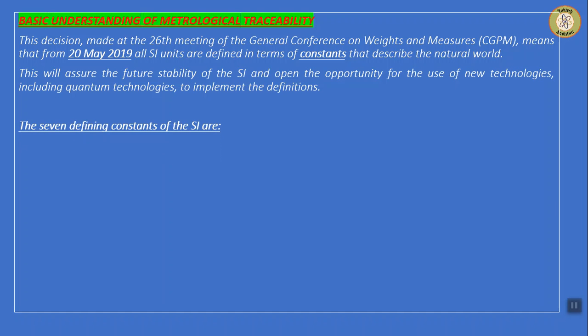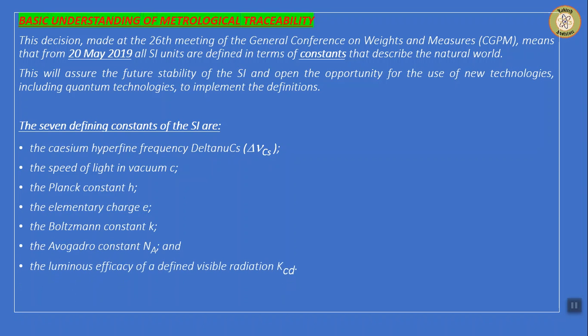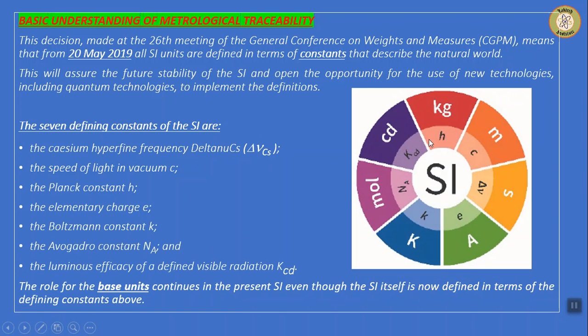Earlier there were 7 base units for defining SI units. Those 7 base units are now not the fundamental definition. These are replaced by 7 defining constants. These constants are natural constants. So these 7 constants are the primary definition now. These are the 7 constants. And in the SI unit diagram, if you see, this inner circle represents the 7 constants.